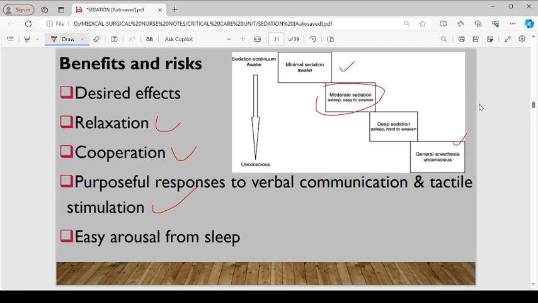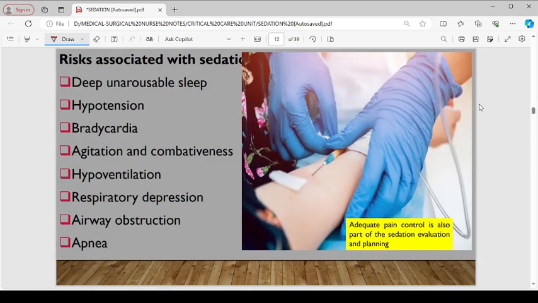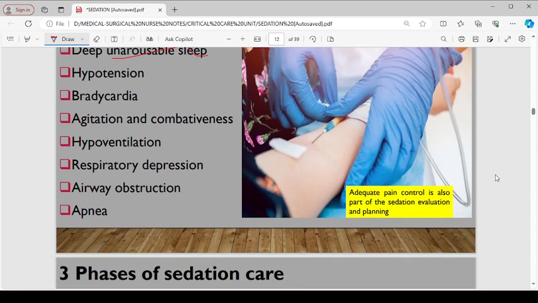All right. What about the risks, guys? We have several risks associated with sedation. First of all, we could have deep, unarousable sleep. A patient could suffer from hypotension and bradycardia. Some could be agitated and combative, and could also suffer from respiratory depression, airway obstruction, and apnea. Remember, as you provide the sedation, you also need to aim for adequate pain control, which should be part of the sedation planning and evaluation.